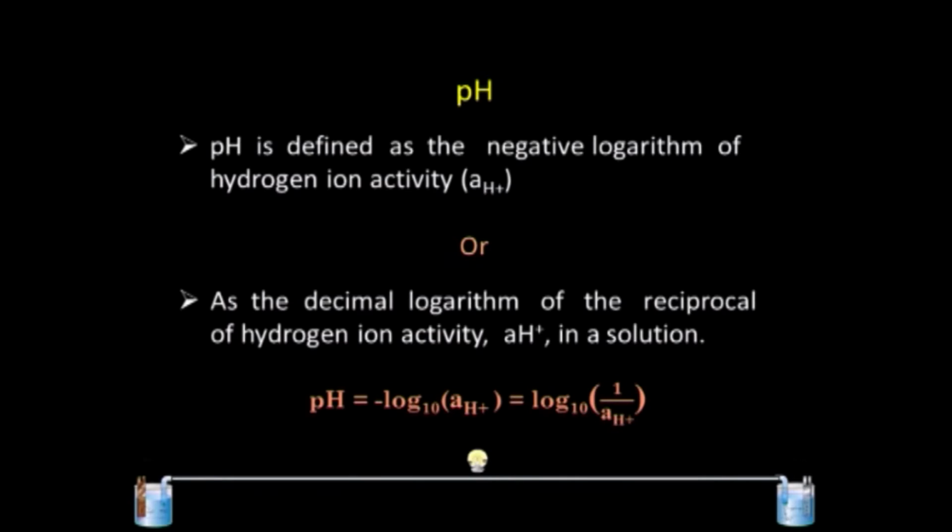We can write an expression to explain pH as pH is equal to minus log at the base of 10 activity of hydrogen ion concentration, which is also equal to log at the base 10 of 1 by activity of hydrogen ion concentration.